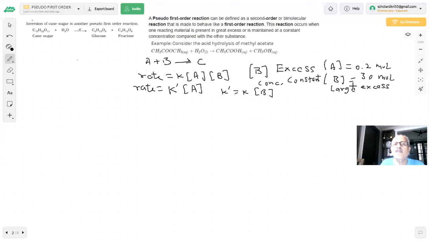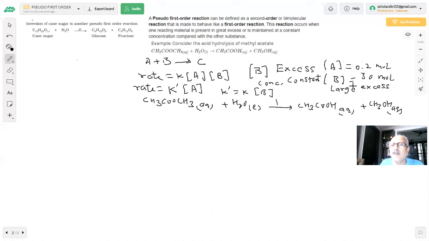In this reaction, I have an ester. You are aware of this reaction from organic chemistry. This is my ester, aqueous, reacting with liquid water, and you know the products: CH3COOH, aqueous, and CH3OH, aqueous. This reaction is catalyzed by acid. You know about this acid catalyzed reaction.